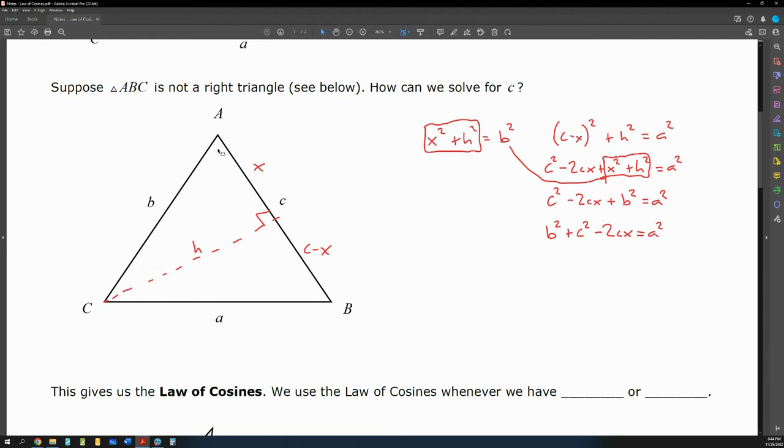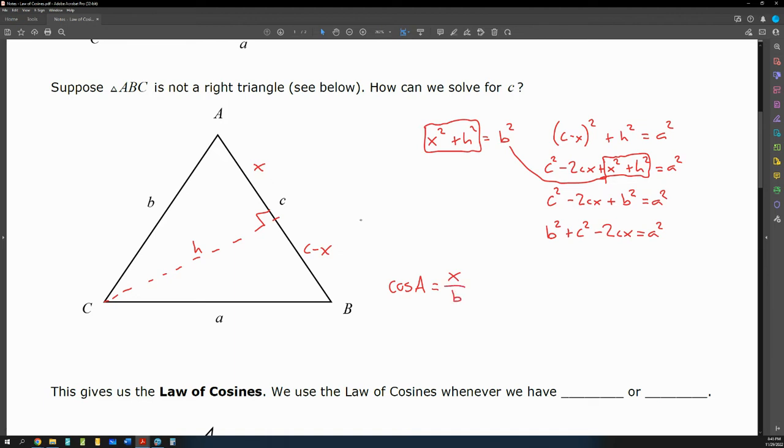We know SOHCAHTOA, right? That right triangle trig works here too. So let's look at, well, I notice that this equation over here doesn't have any h's, no heights. So let's see if we can come up with a trig equation that includes X and B with respect to angle A. So this side length X is the adjacent side to angle A, and B is the hypotenuse. Therefore, we can set up a cosine equation. Cosine of A is equal to the adjacent side X over the hypotenuse B.